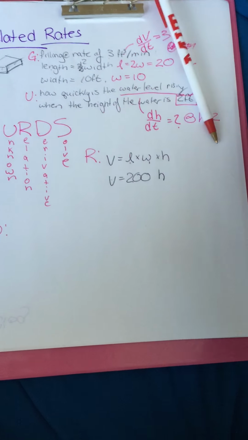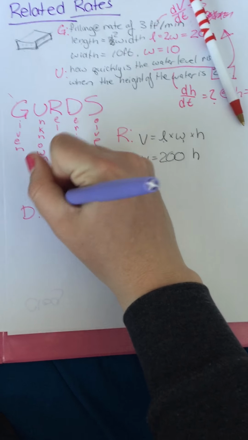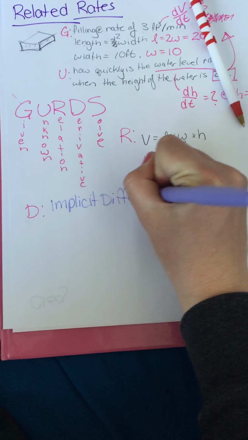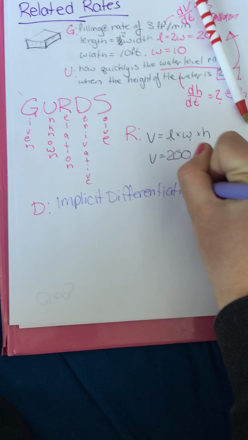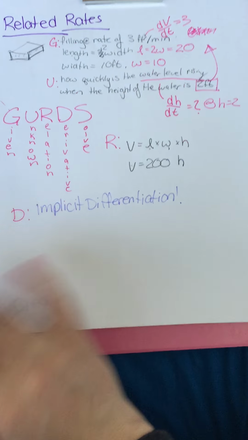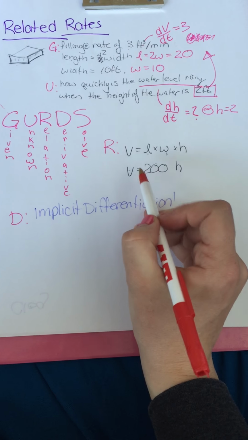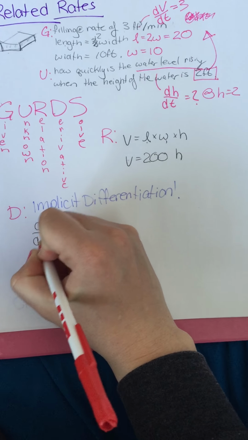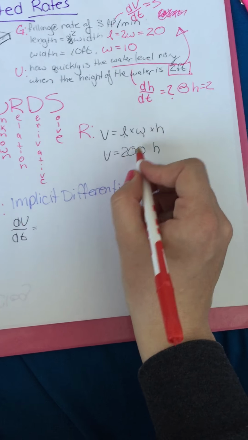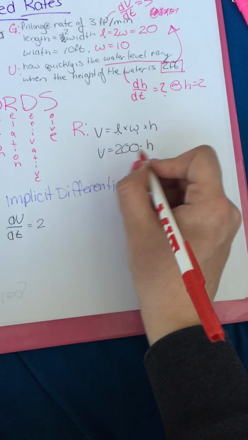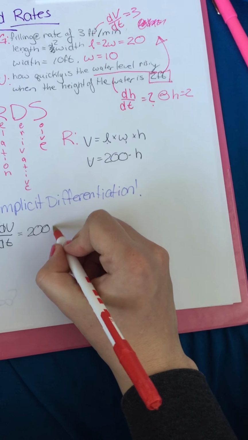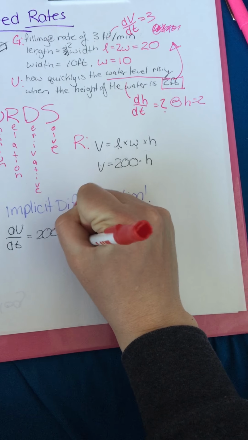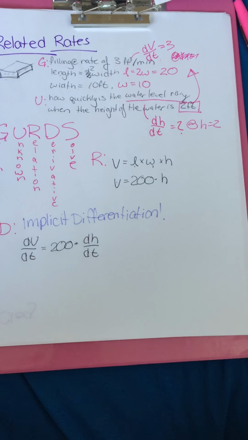So this means we must use implicit differentiation. Okay, you must do that or you're going to get totally the wrong answer. So when I take the derivative of v, I'm going to get dv by dt, okay? Then I'm going to get 200, well, it's multiplied by h, so 200 just stays around, and I multiply it by the derivative of h. Well, the derivative of h is just dh by dt, okay?